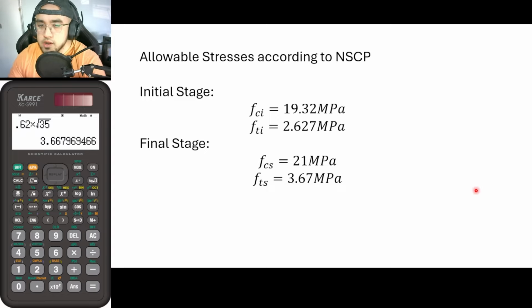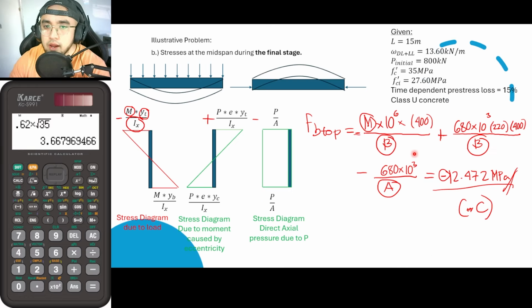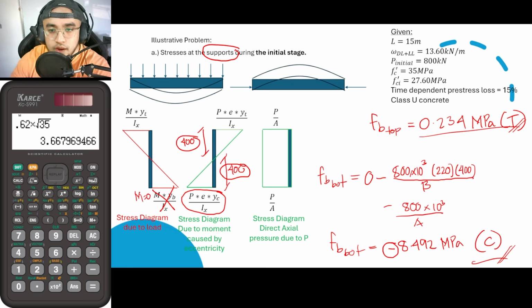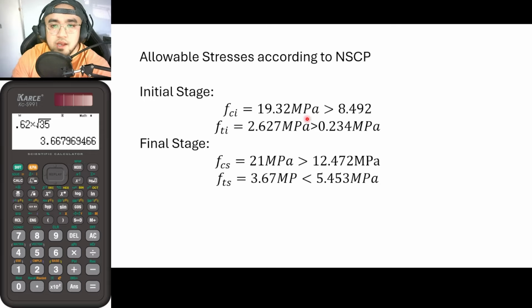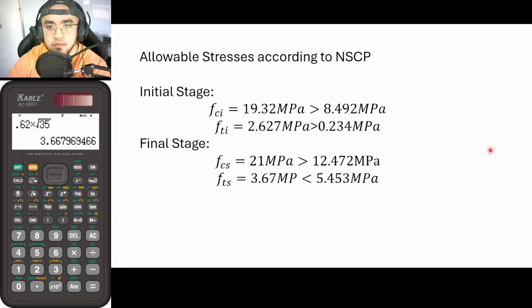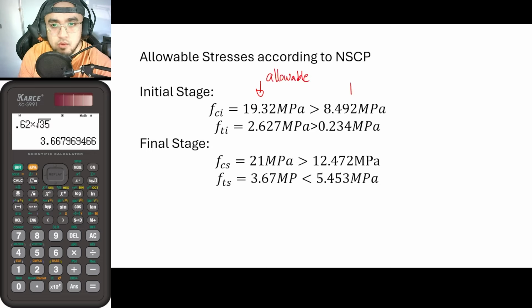So the next question in the problem is for us to check the adequacy of the beam. What we would be doing there is comparing our answers from earlier to see if they are still within the limit. Going to my summary, as you can see here, the one on the left are the allowable, and the one on the right are the actual.